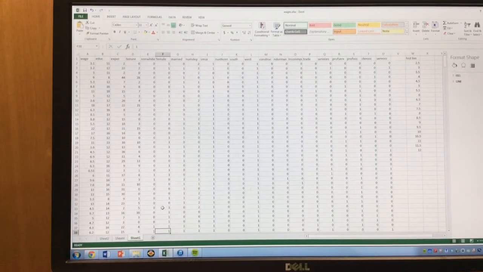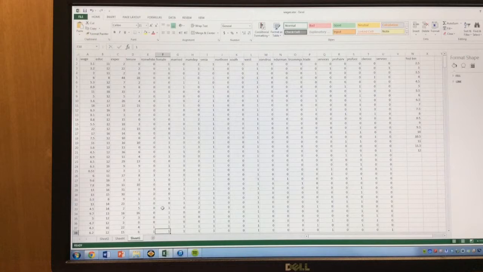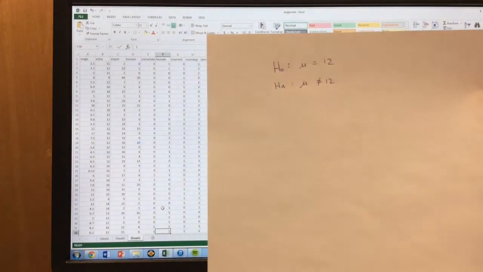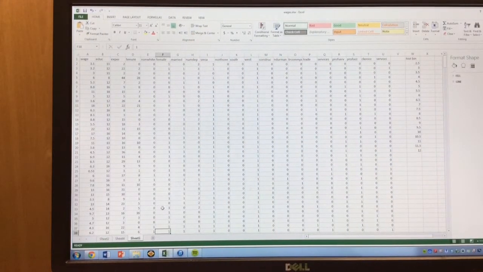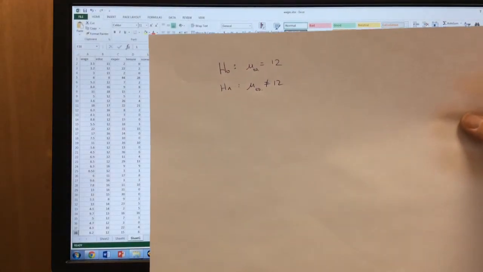All right, so we're going to try to do a t-test within Excel. The first t-test we want to do is, suppose it's told to you that the average education that people get is exactly 12 years. So our null hypothesis can be written as this: mu is equal to 12, and let me rewrite this for education. So that's the null hypothesis.